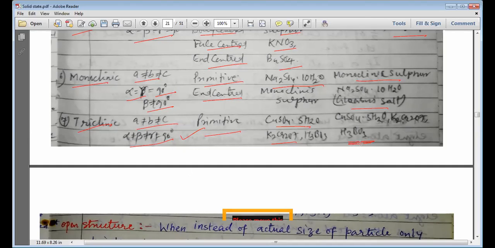K2Cr2O7 and H3BO3, that is your boric acid. You can even write it as B(OH)3, my dear students. H3BO3 or B(OH)3, which is your boric acid.